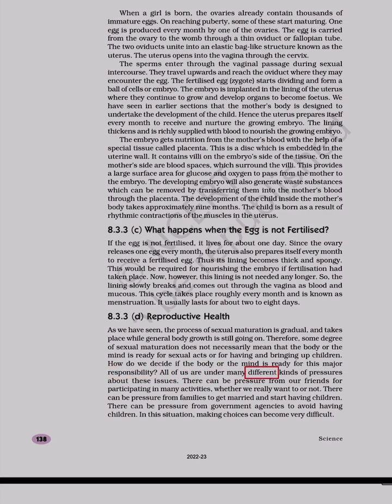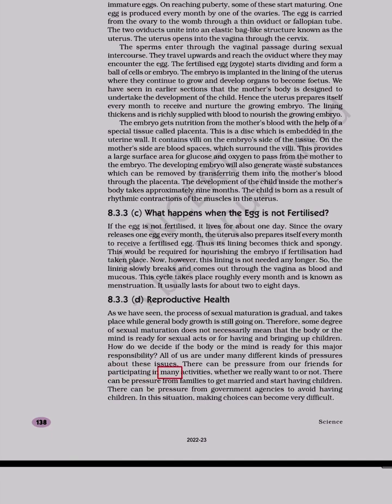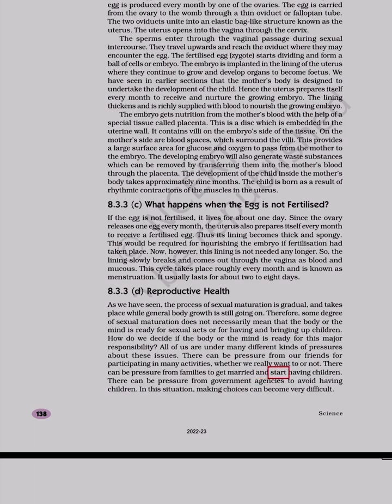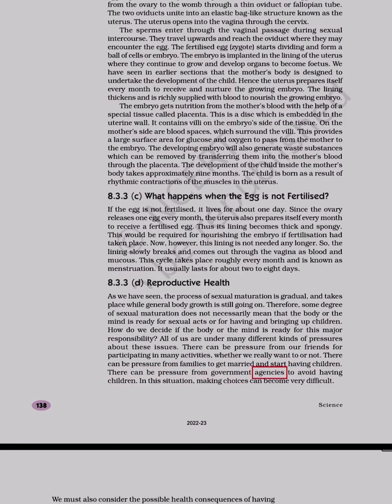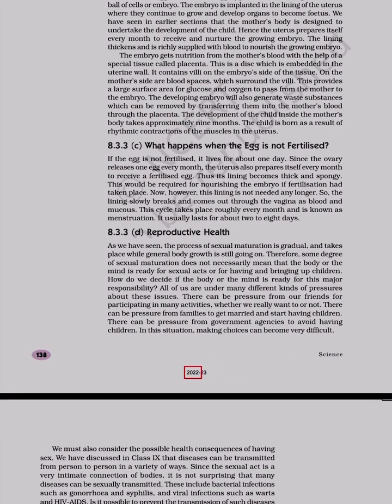All of us are under many different kinds of pressures about these issues. There can be pressure from our friends for participating in many activities, whether we really want to or not. There can be pressure from families to get married and start having children. There can be pressure from government agencies to avoid having children. In this situation, making choices can become very difficult.